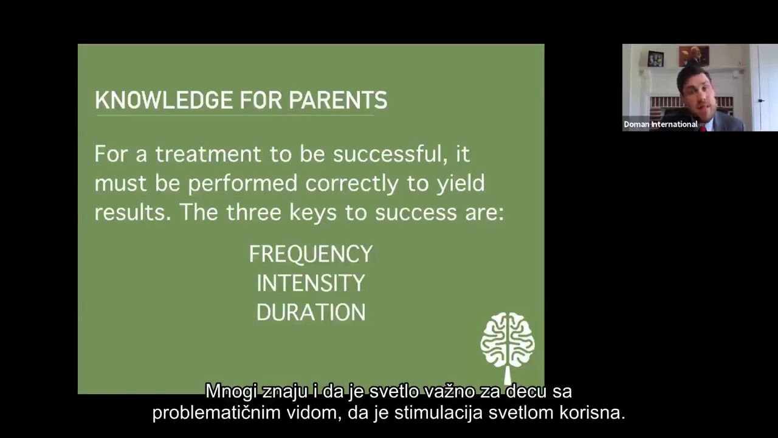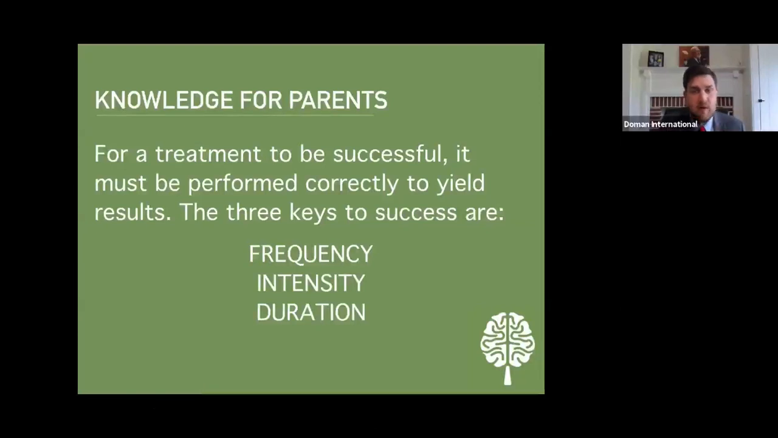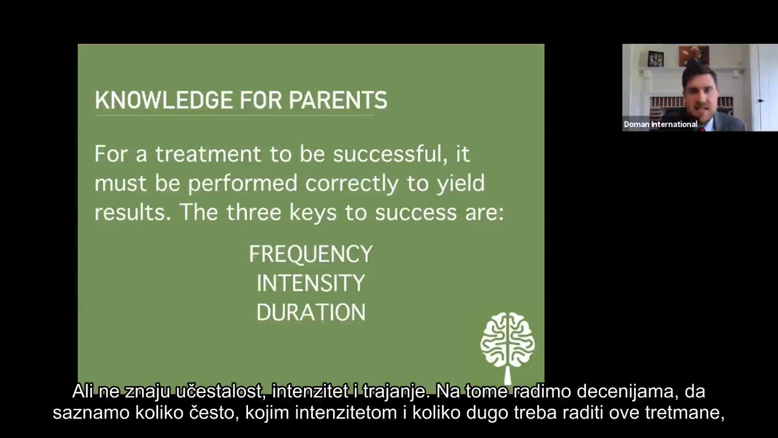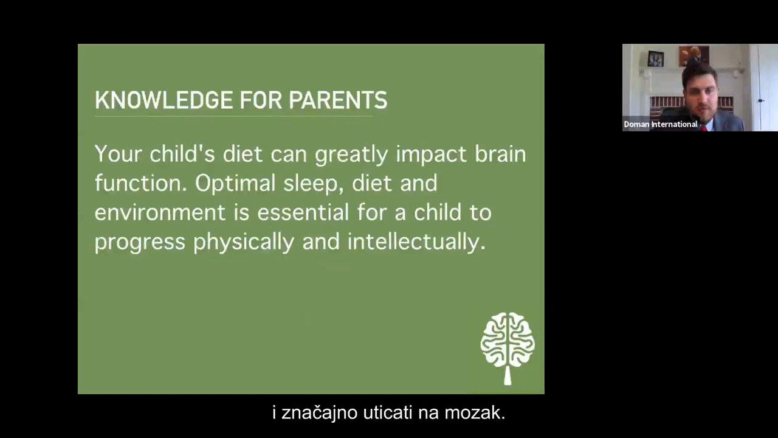Many people know that light now is important for children with visual impairment, that using light stimulation can be helpful, but they don't know the frequency, intensity, and duration. That is what we've been working on for decades, finding out how many times, how strong, and for how long we should do these different treatments to get a real impact on the brain.